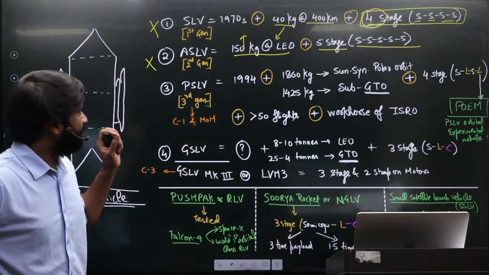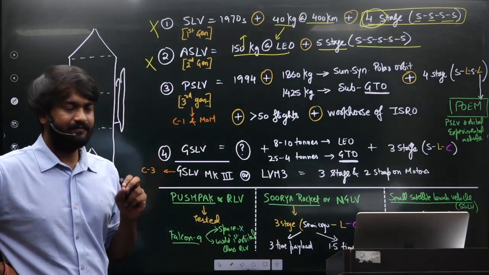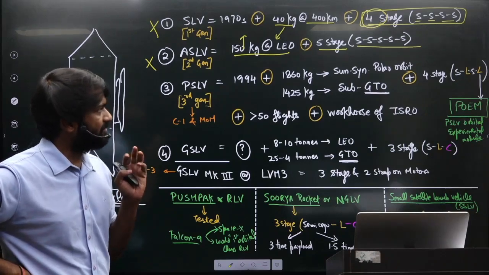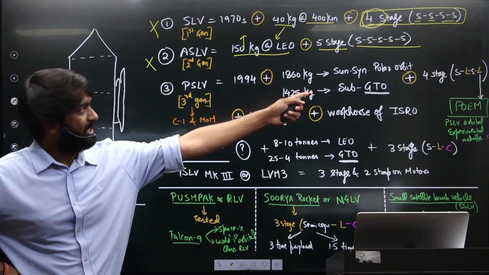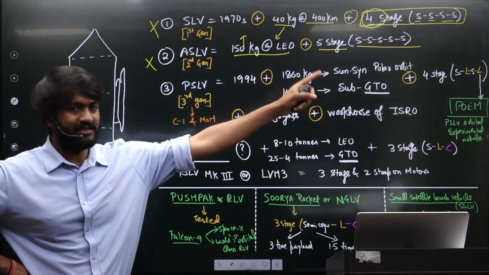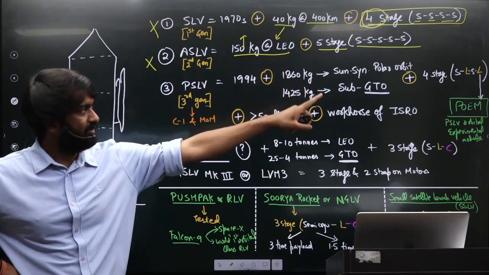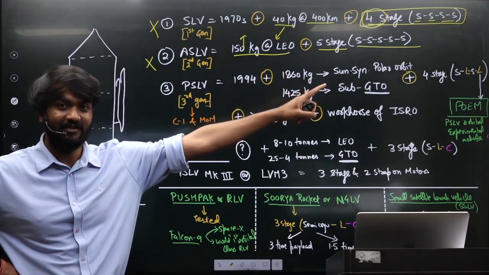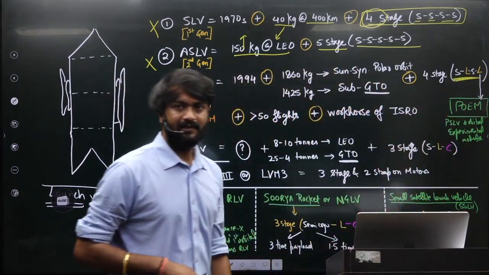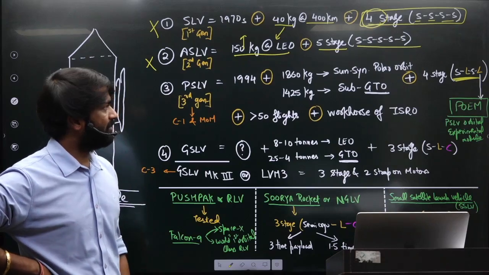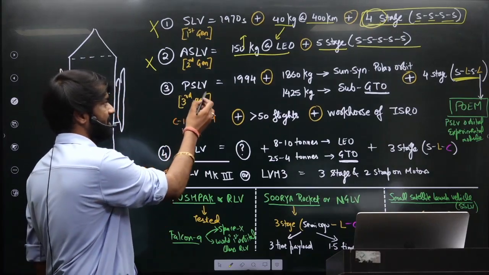PSLV, polar satellite launch vehicles, were the very first launch vehicles where we had any liquid stage. See, it was 4 stage, SLSL, solid liquid. You will remember the stages and the fuel type, SLSL. Okay, 4 stages, solid liquid, and this was the 3rd generation.